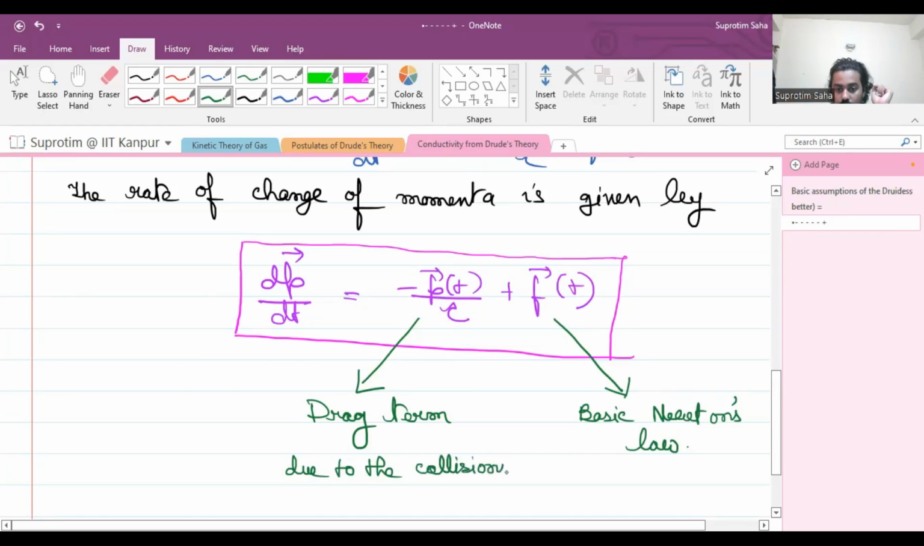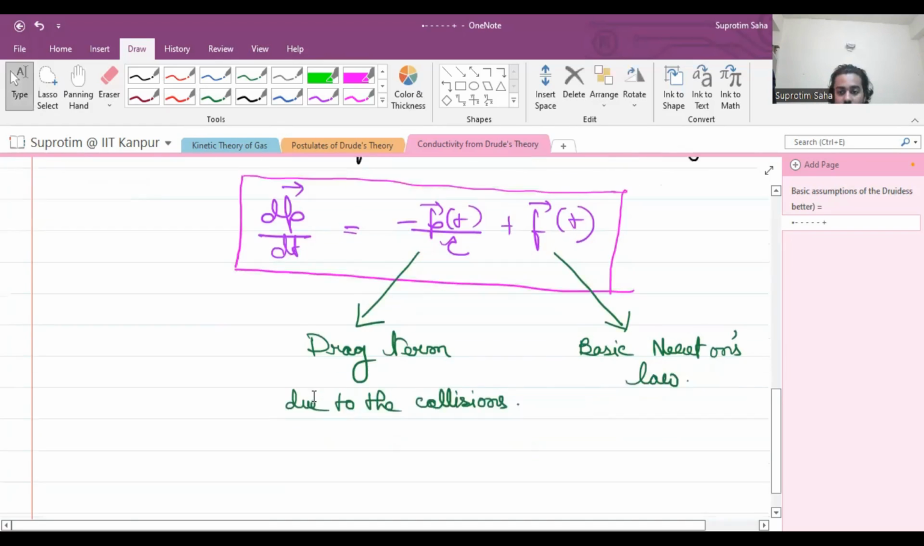So Drude's addition was that the electrons will undergo a collision and it will generate a drag force that will contribute, either in a positive way or a negative way, to the rate of change of momentum. The rate of change of momentum of the electron is affected by the force applied and the drag term which arises because of the collisions.